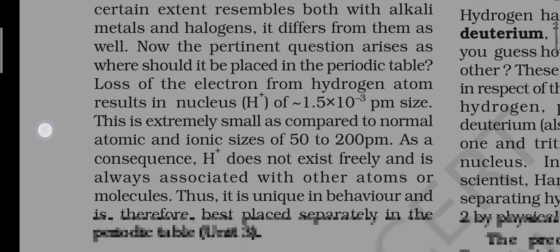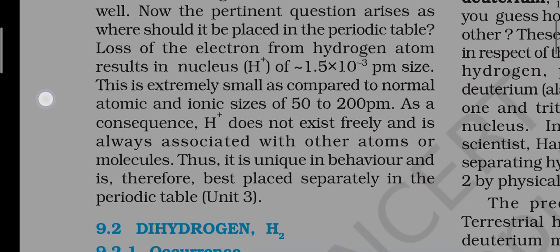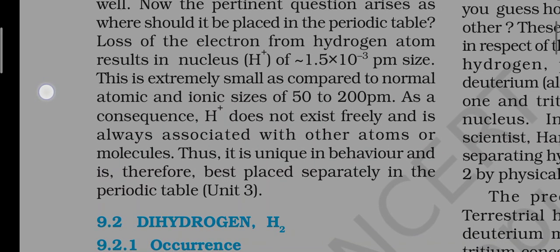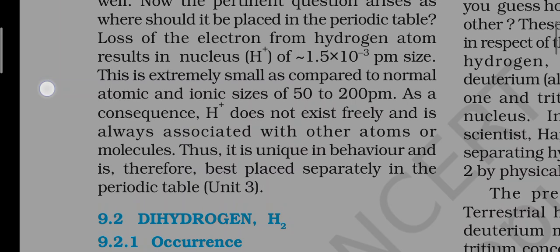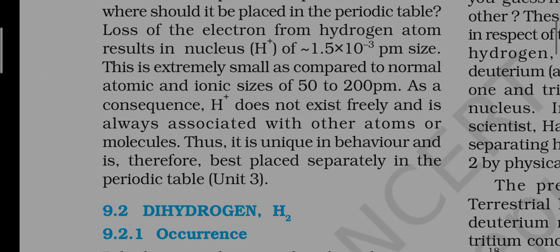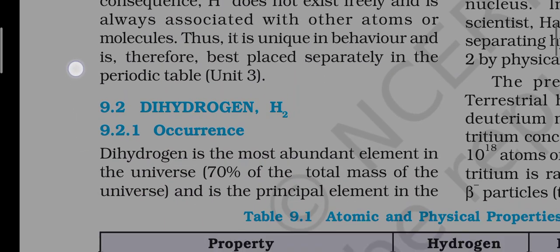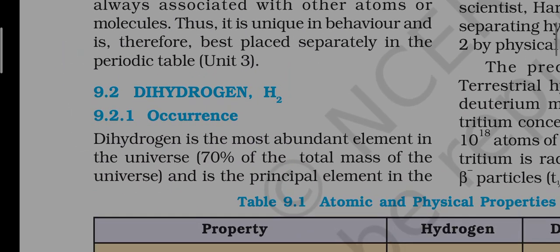Loss of the electron from hydrogen atom results in a nucleus of approximately 1.5 × 10⁻³ pm size. This is extremely small as compared to normal atomic and ionic size of 50 to 200 picometer. As a consequence, H⁺ does not exist freely and is always associated with other atoms or molecules. Thus, it is unique in behavior and is therefore best placed separately in the periodic table.